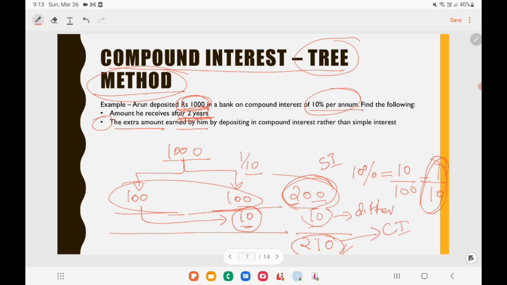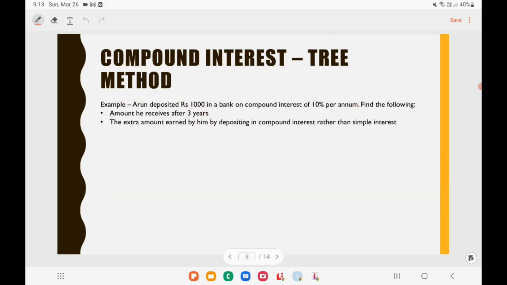So by using this tree method, we got simple interest, compound interest, and the difference between simple interest and compound interest very easily, right? So this is the tree method. Now I will explain this tree method again by changing it to 3 years. Earlier the question was what is the amount after 2 years. Now the question is what is the amount after 3 years. So now let us see how we can do this.